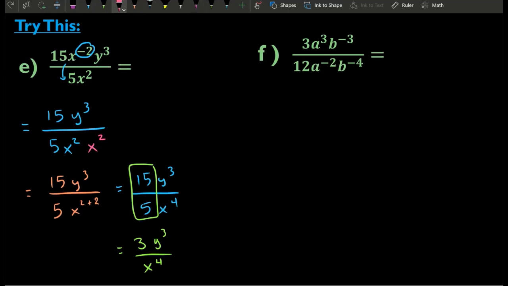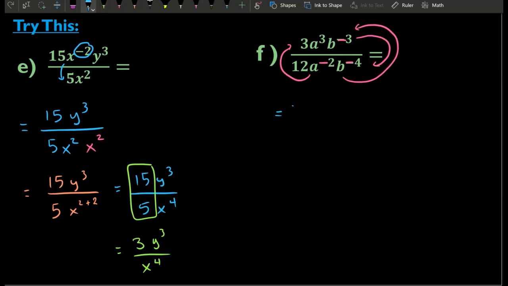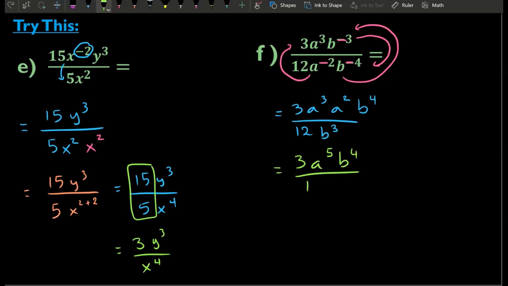Alright, now we go to the next one. A to the negative 2, so we're going to take this up. B to the negative 3, we're going to bring this down. B to the negative 4, we take that up. Okay, so we will have 3, a to the 3rd power, b to the negative 3 goes down, 12, a to the negative 2 goes up, so a squared, b to the negative 3, yes, goes down to b positive 3, and b to the negative 4 goes up as b positive 4. So that will give you 3, a to the 5th power, because 3 plus 2 is 5, b to the 4th over 12 b cubed.